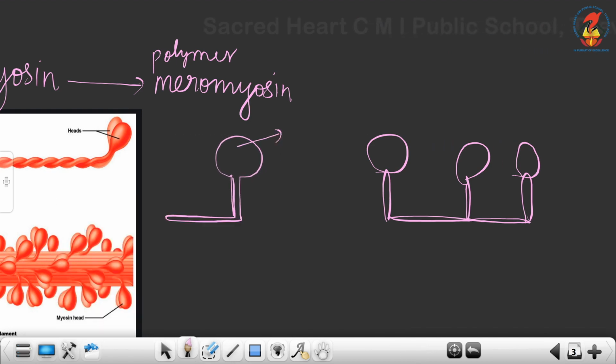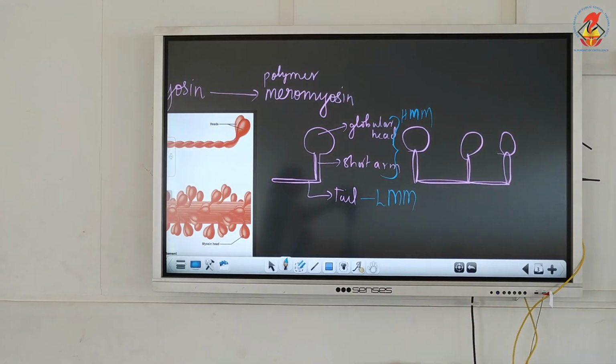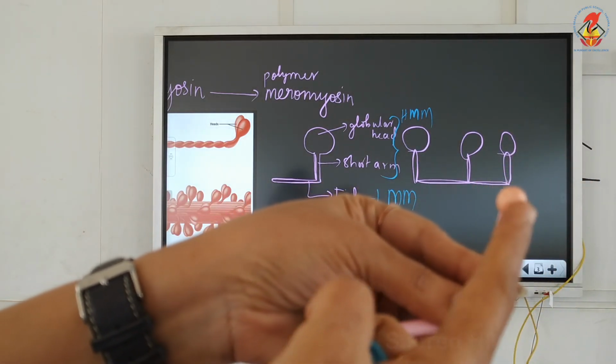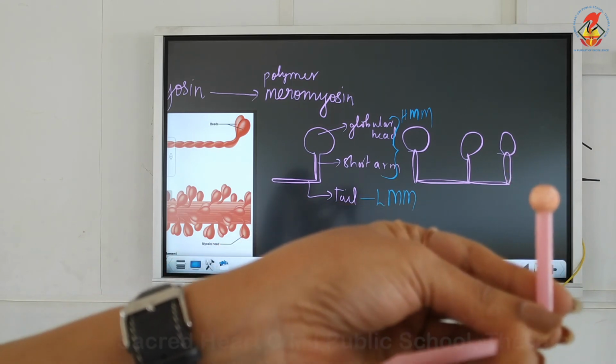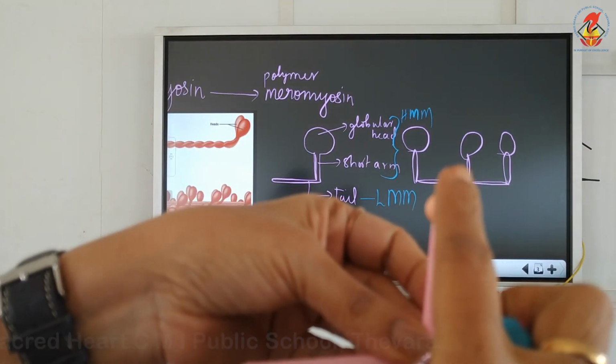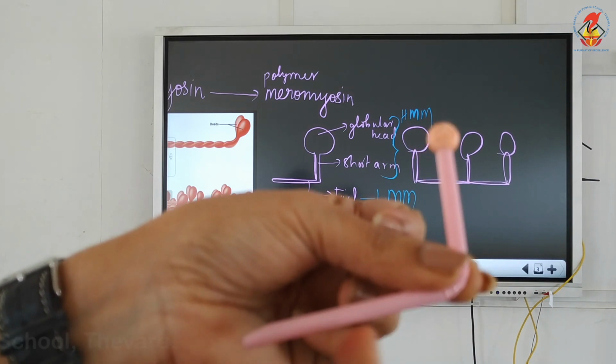The 3 parts are the globular head, short arm and the tail. Of these, the globular head and short arm form the heavy meromyosin and the tail forms the light meromyosin. So I have a model of one meromyosin. So this is the globular head, short arm and tail. So this is one monomeric unit of myosin called meromyosin, and this constitutes the heavy meromyosin, the globular head and the short arm, and the tail constitutes the light meromyosin.